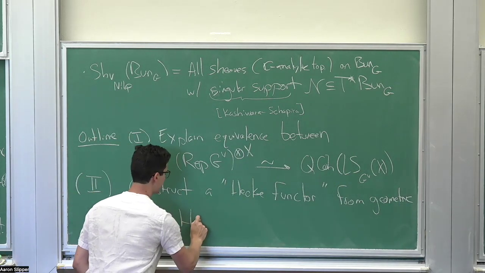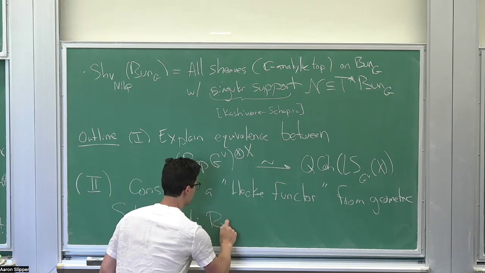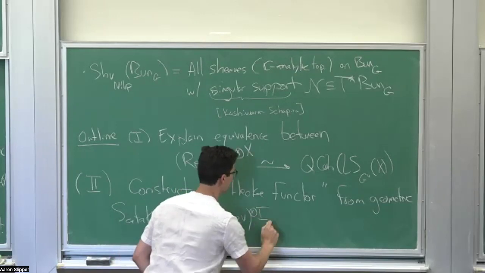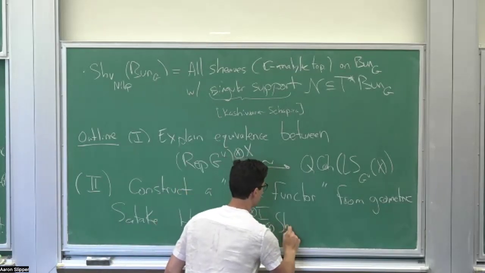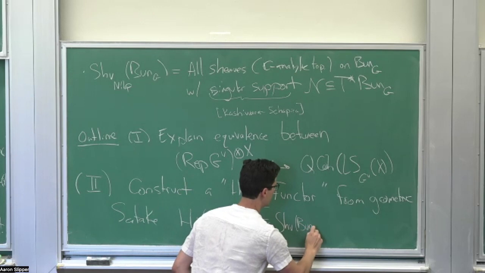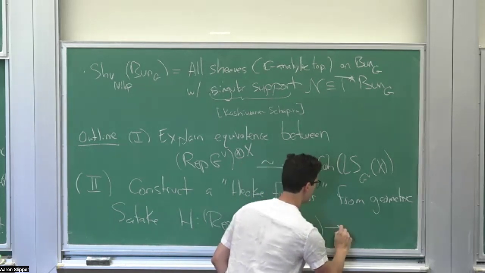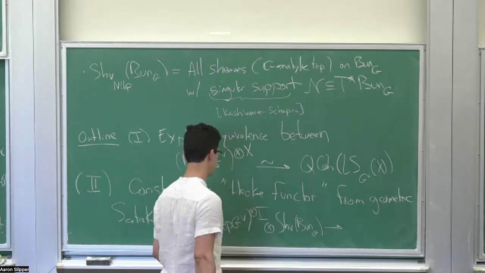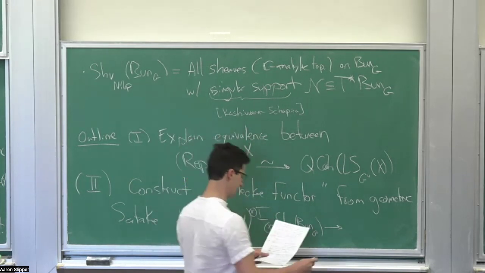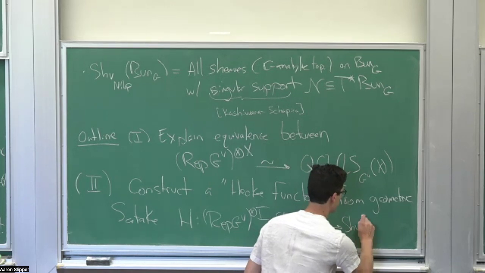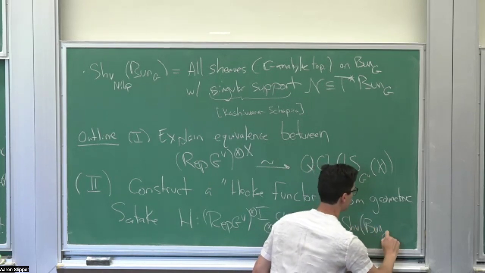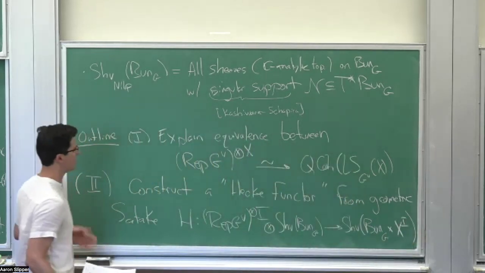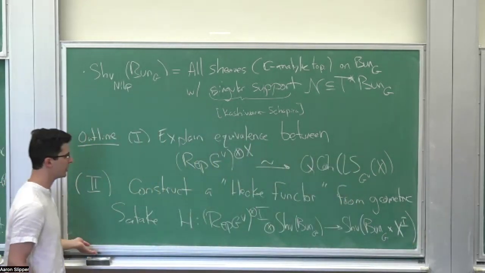So this will be a functor from Rep G check tensor I tensor sheaves on BunG, and it goes to sheaves on BunG tensor QCoh of X^I, or in other words, sheaves on BunG times X^I. This is what we'll discuss in the first half.